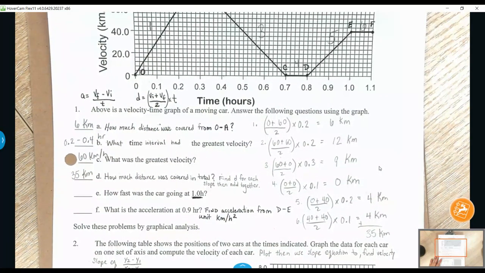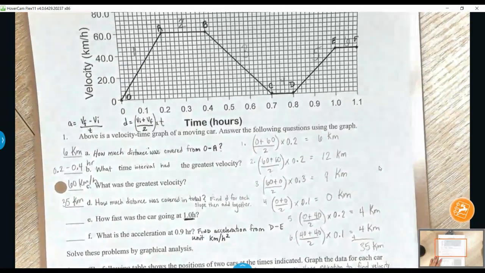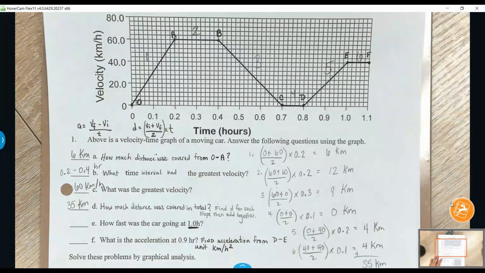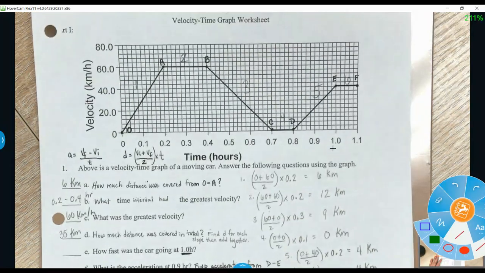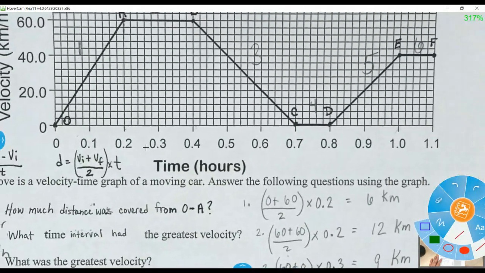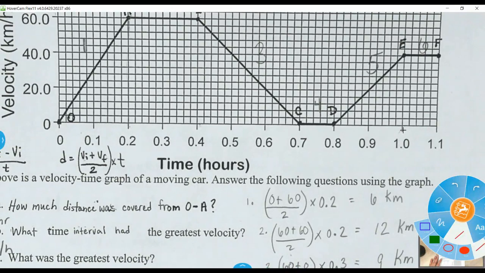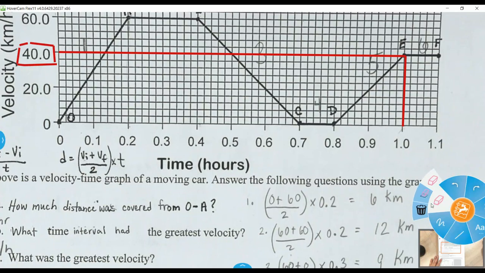How fast was the car going at 1 hour? So you're going to just go to time, not 0.1, but 1 hour. Go up until you hit your slope, and then go across, so 40 kilometers per hour would be your answer there.